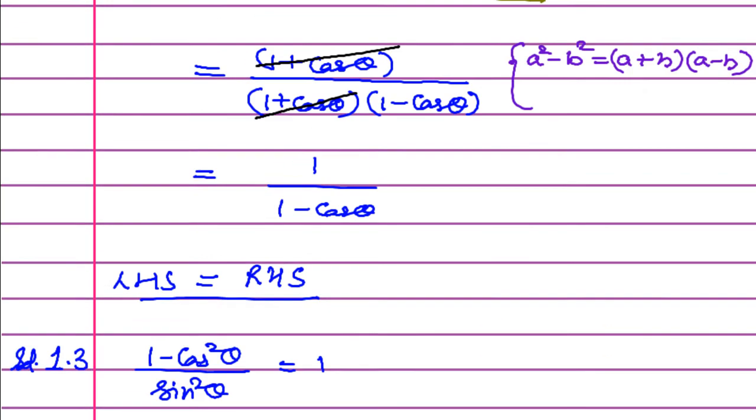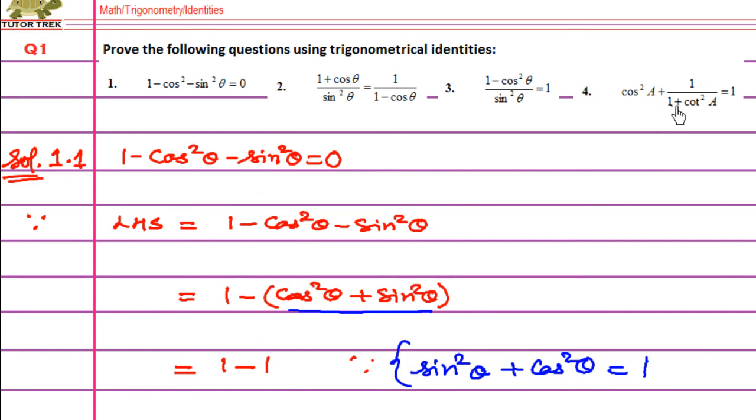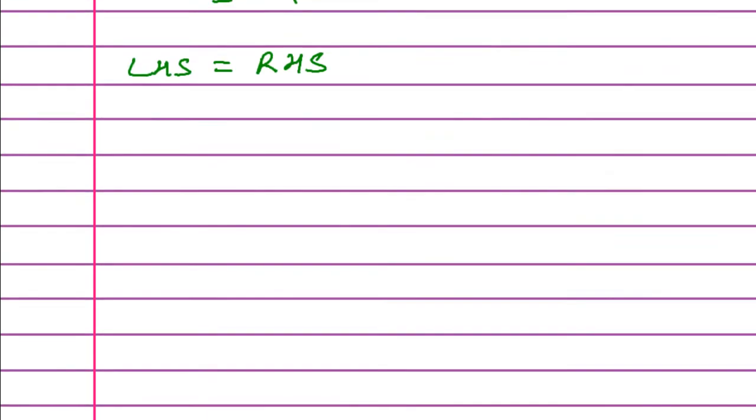Now we see the next problem. Cos square A plus 1 upon 1 plus cot square A is equal to 1. Solution 1.4. We have the problem: cos square A plus 1 upon 1 plus cot square A is equal to 1. So we see the solution for this.